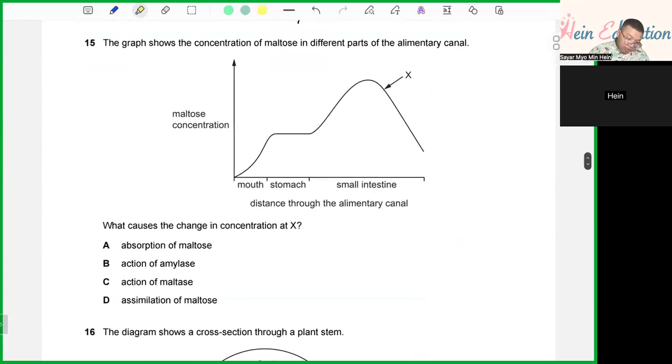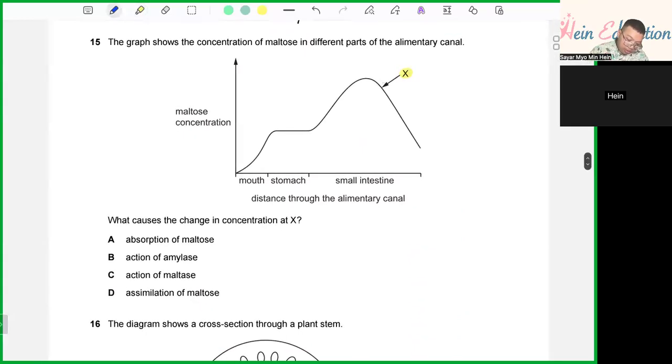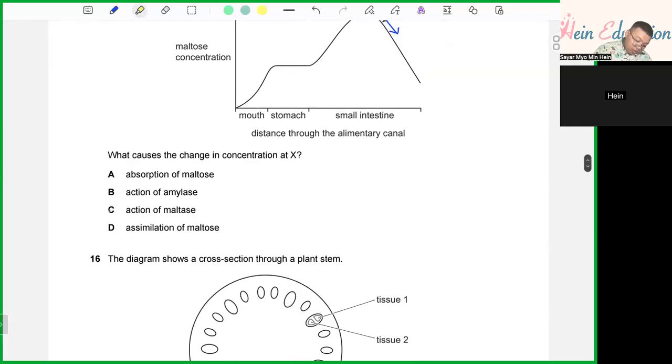Number 15 shows you a graph of the concentration of maltose in different parts of the alimentary canal: mouth, stomach, small intestine. What causes the change in concentration of X? The concentration of X is decreasing, and most students got confused because here it's given maltose, not lactose or glucose, and they thought it's assimilation. Our body cannot absorb maltose as it is, so it has to be further broken down into glucose. So the answer should be the action of maltase, because maltase will break down maltose into glucose. So the maltose concentration decreases.